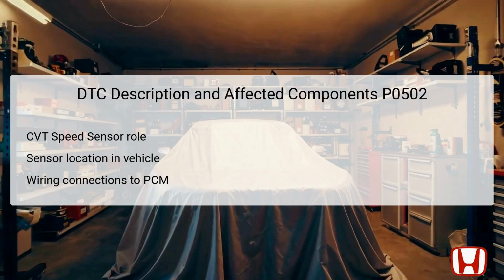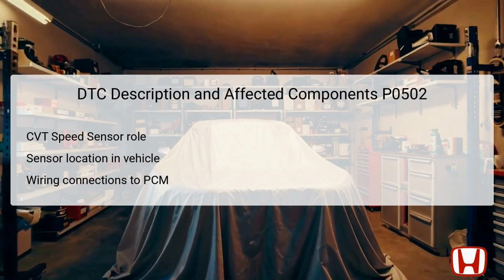The CVT speed sensor is critical for monitoring the operational status of the vehicle's transmission system by accurately reporting the transmission fluid's rotational speed. Its primary role is to inform the powertrain control module, PCM, of any changes in speed, which allows the transmission to adjust accordingly for smooth performance. This sensor is typically located on the transmission housing, making it accessible during routine inspections or repairs.